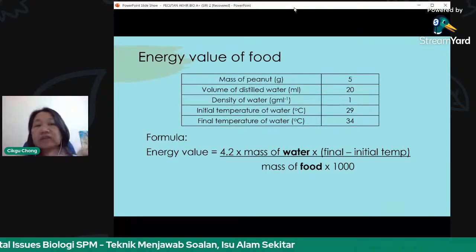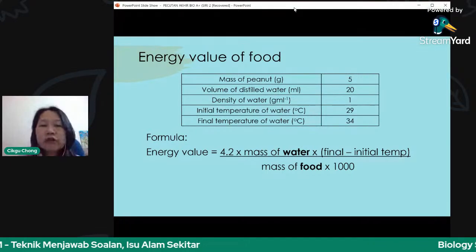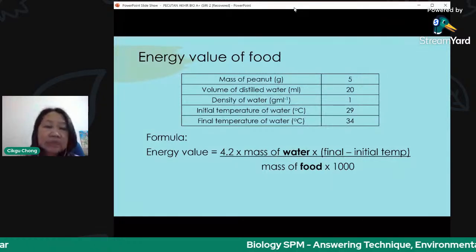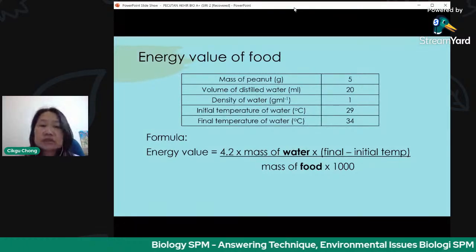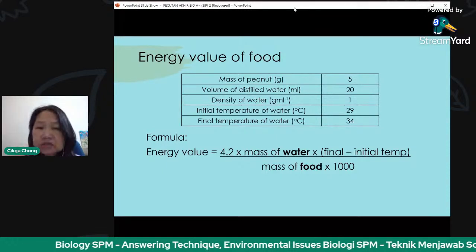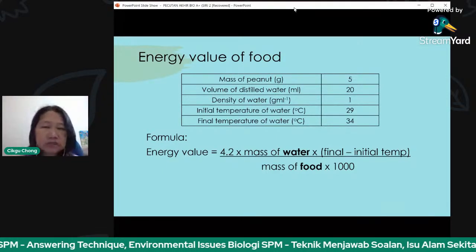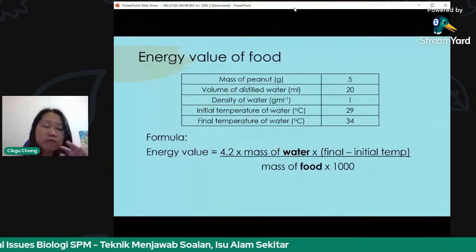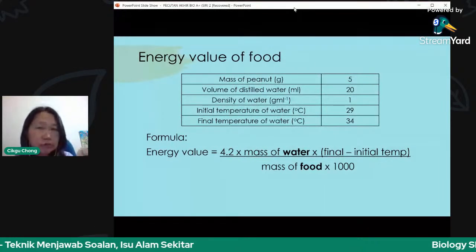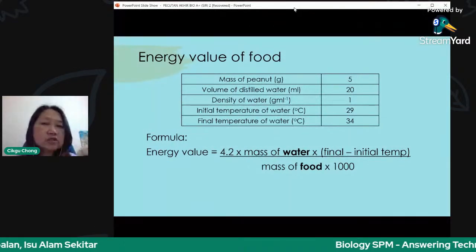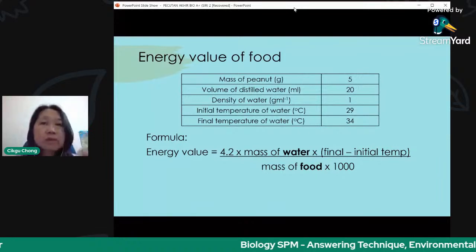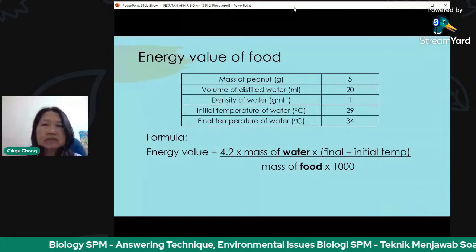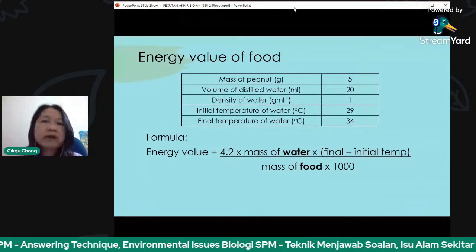Okay, mc theta. So 4.2 times the mass of water, which you already learned in chemistry and physics, times the difference in the temperature. You take your final minus the initial, because the final will increase when you burn the kacang, or you burn the food. The energy released by the burning food is transferred into the boiling tube and is absorbed by the water. So the water temperature will rise. It shows that this is the amount of energy released by your burning food, transferred into the water.